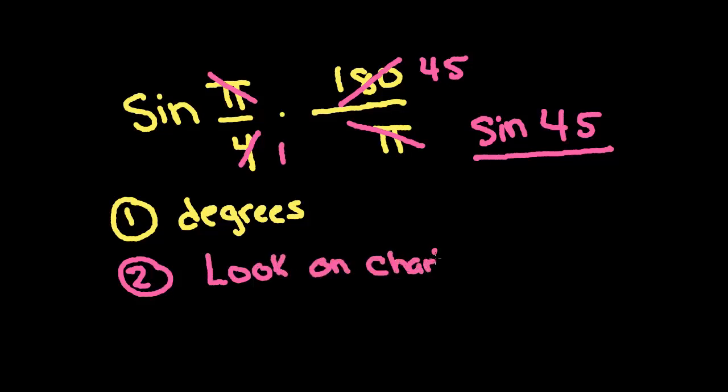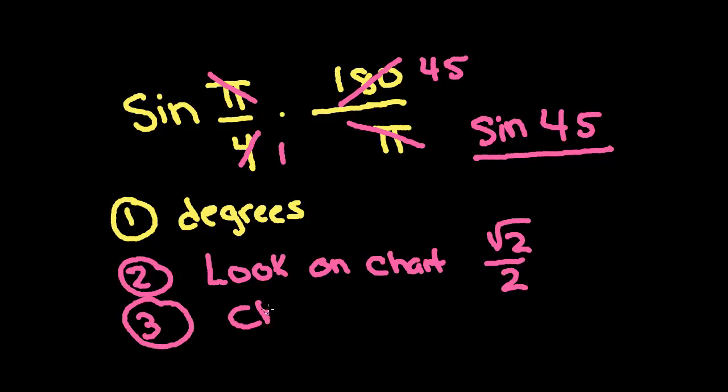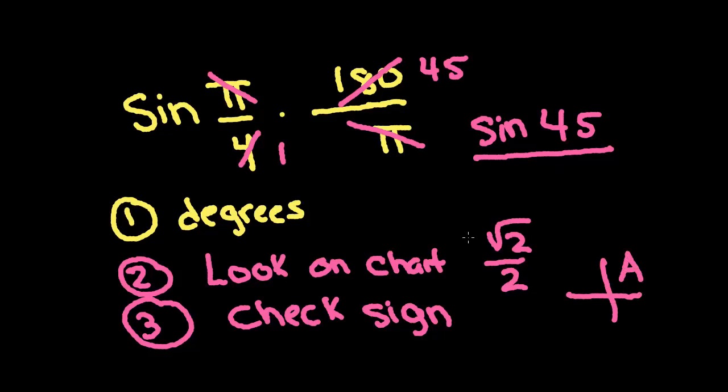And if I look on the chart that we made at the very beginning, we will see that the sine of 45 degrees is square root of 2 over 2. And then I'm going to check the sign, the other kind of sign, the positive or negative sign. And of course we know that in quadrant 1, which is where we are, all are positive, so therefore it's going to be a positive square root 2 over 2. So this one was pretty easy because once we converted it from radians to degrees, we were already in that first quadrant.